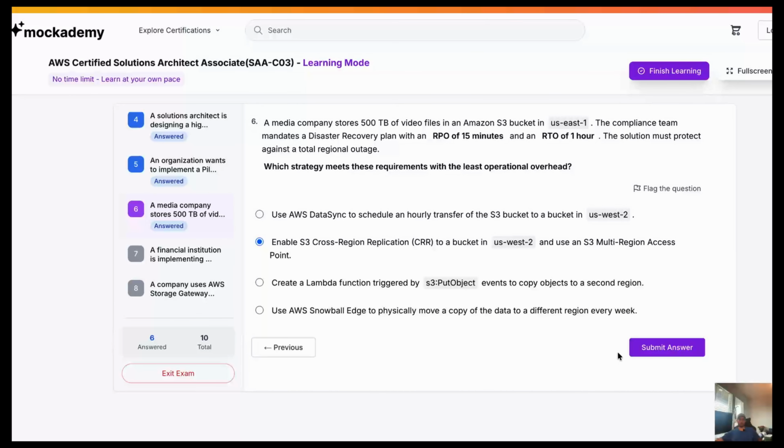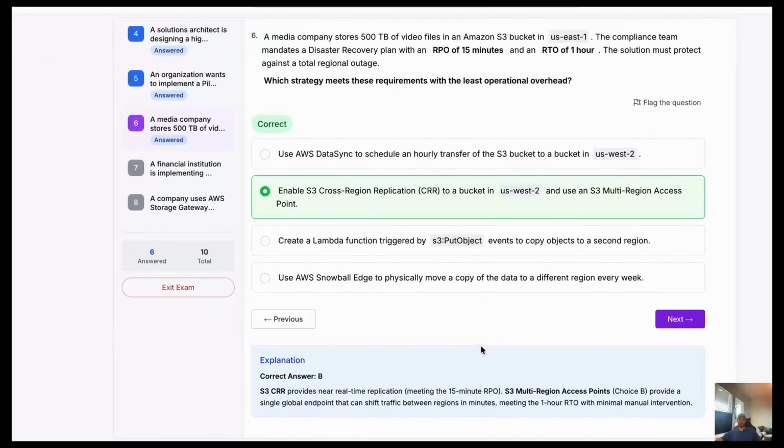Let's go with option B, which is the right answer. The S3 CRR provides near real-time replication, meeting the 15-minute RPO. S3 multi-region access points provide a single global endpoint that can shift traffic between regions in minutes, meeting the 1-hour RTO with minimal manual intervention.